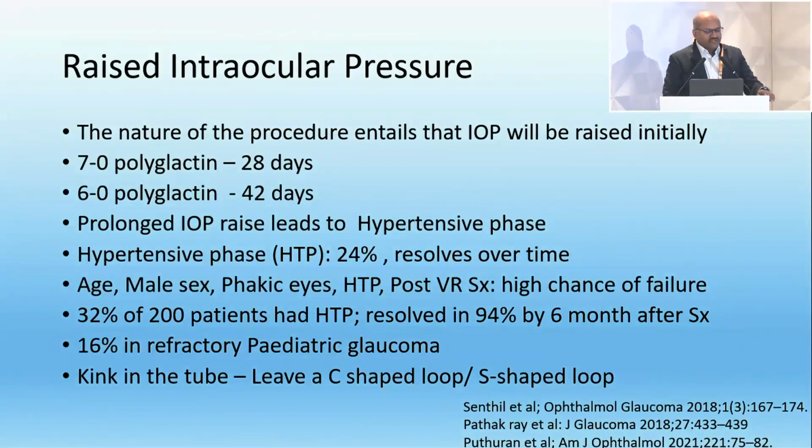So raised intraocular pressure leads on to a hypertensive phase. You get that even in a non-valve device. So we use a 7-0 proline. Everybody has shown a 6-0 polyglactin suture, which opens in 48 days. We use 7-0, which opens in 28 days. And if it gets prolonged, it can lead to a hypertensive phase.